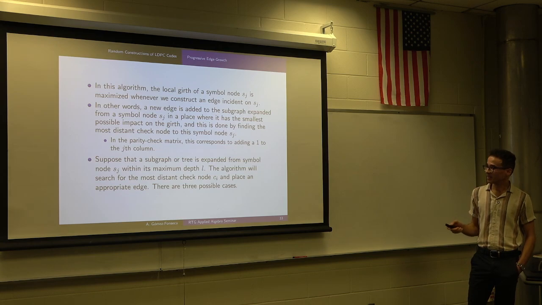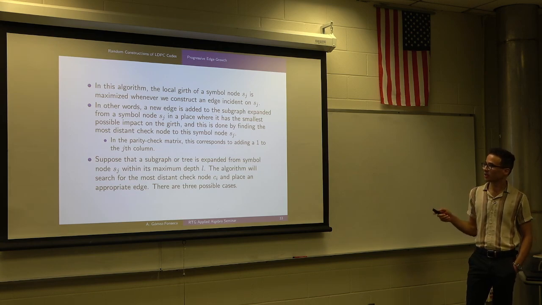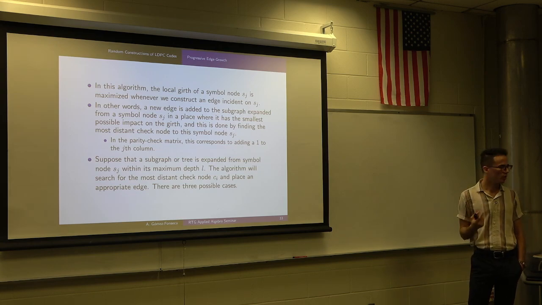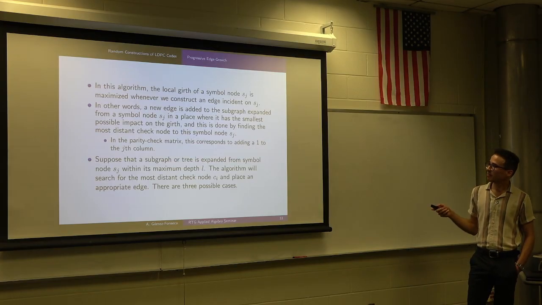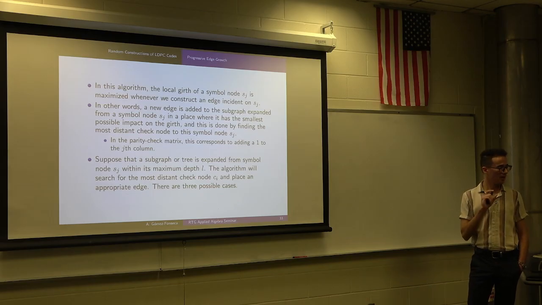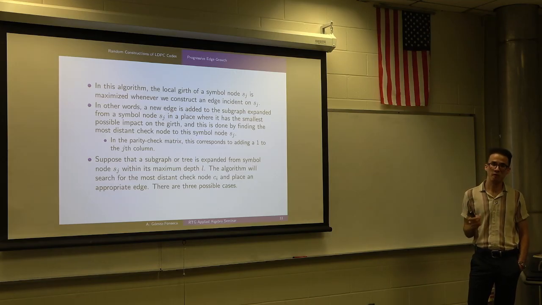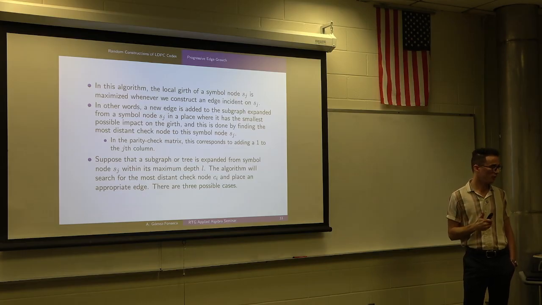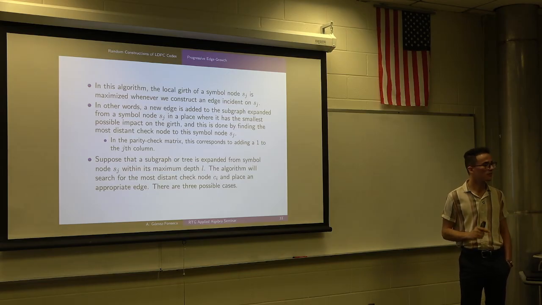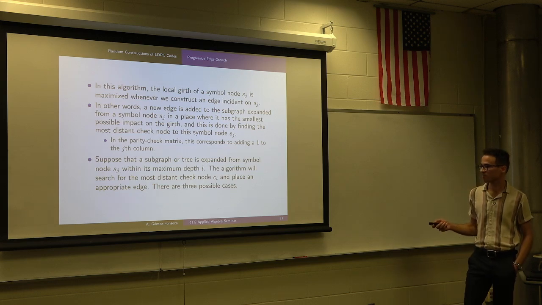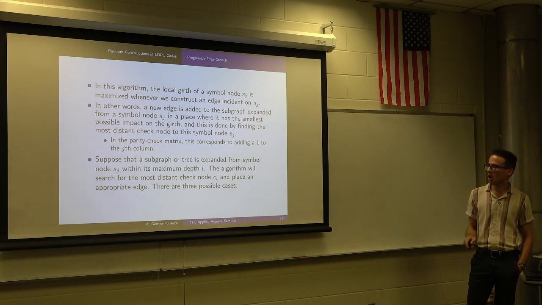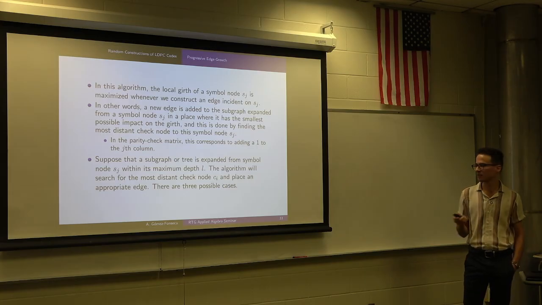Now, in this algorithm, the local girth of a symbol node is maximized. That's the goal of the algorithm: to try to avoid the construction of cycles. Basically, you are going to place a 1 in your parity check matrix in a position where you, first of all, delay the creation of cycles. But if you are forced to create cycles, something that you can do is to create the smallest possible number of cycles when you are placing that 1. When you're placing a 1, there are 3 cases that we have to consider.